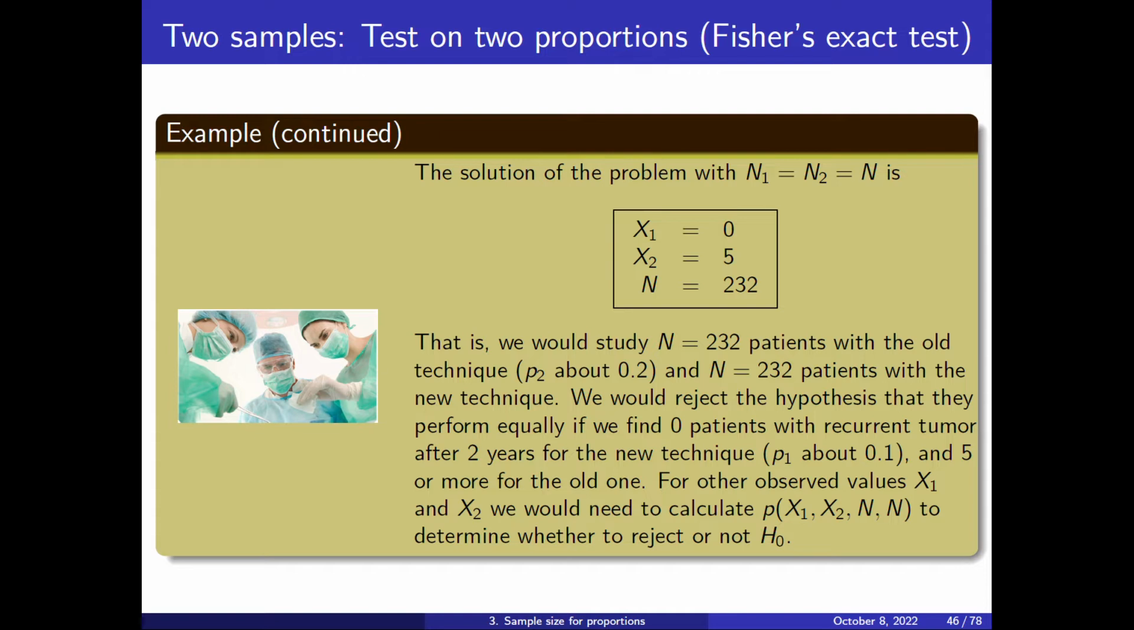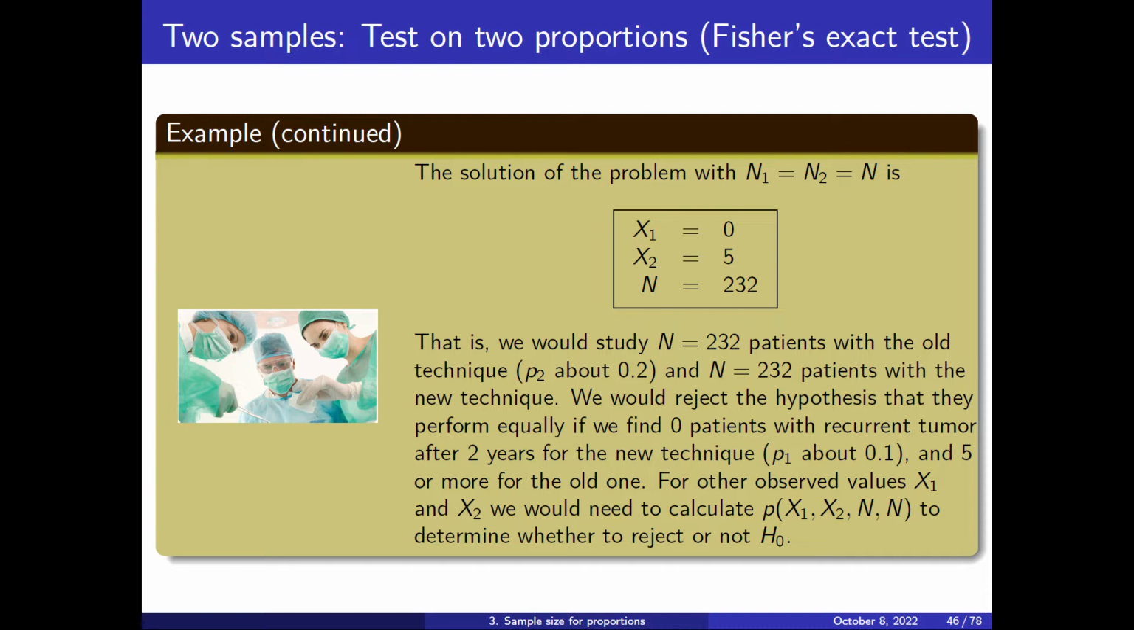So let's say that we force n1 to be equal to n2, then x1 is 0, x2 is 5. This follows the general philosophy that you need to find n and the critical values such that from that value to the left you have a beta, and from that value to the right you have alpha.